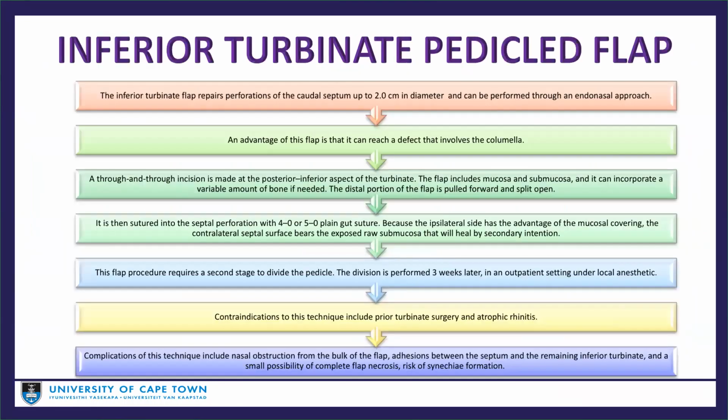Most common flaps used are inferior turbinate pedicle flap, and the advantage of this flap is that it can be used to reach a defect that involves the columella. The complications of this technique are the bulk associated, and adhesions between the septum and remaining inferior turbinate can occur. And there's also a possibility of flap necrosis and synechia formation.